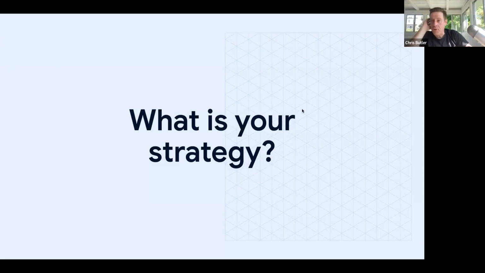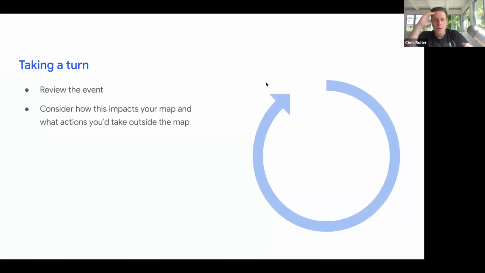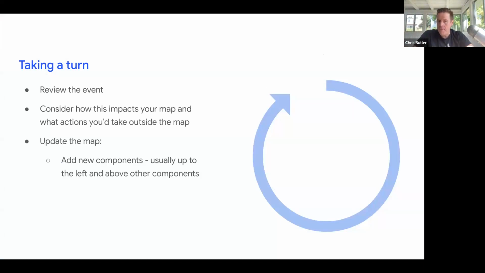So now that we've talked about the strategy, this is usually something I like to do, to make sure that everybody thinks about what trade-offs they would need to make in some way. So now we'll take a turn. We're going to review an event that is going to take place. We're going to consider how this impacts your map and what actions you might take outside of the map or add to the map. You would update the map, so you could add new components, usually up and to the left of other components, but it could be below. You could move components, usually to the right, but again, it takes specific work to do that.